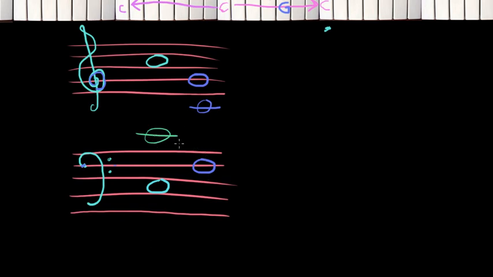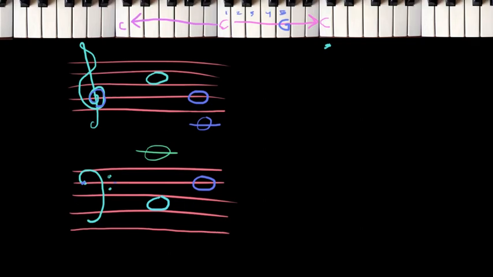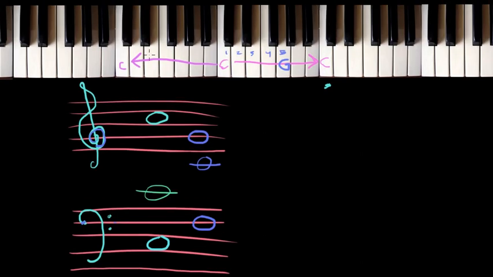And what's the interval from middle C to the F line? That is a fifth down. So from there to there, that's a third. But from there to there, that's a fifth. So take a look back here. You've got 1, 2, 3, 4, 5.